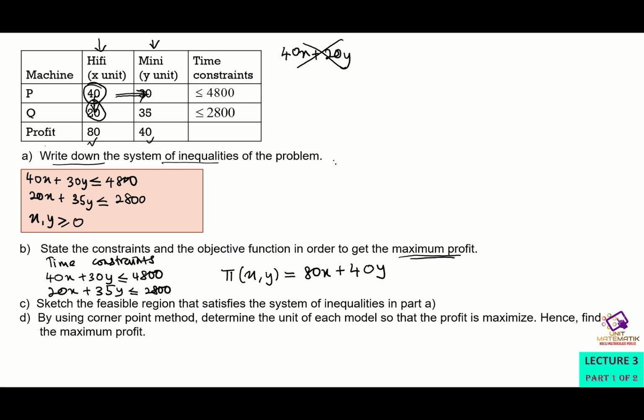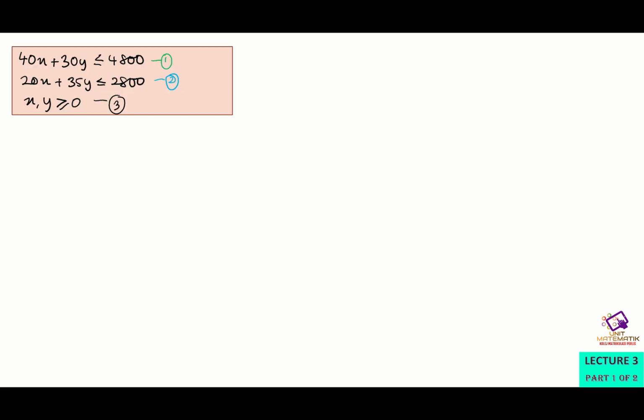So we already done the part A and part B. For the next part, we need to sketch the feasible region that satisfies the system inequalities in part A. So for the part C, you need to remember lecture 1 and lecture 2. Okay? Now let's answer for C. Sketch the feasible region that satisfies the system of inequalities in part A. So please refer to your book, page 8 of 10. Okay? So now let's sketch the feasible region. First thing first, what we need to do. Okay, let's do it for first inequalities here.